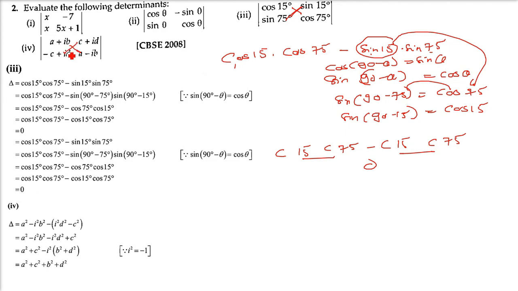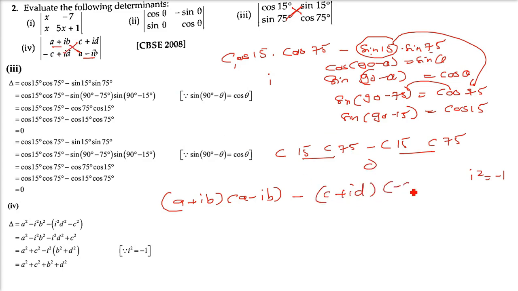And this is CBSE 2008. So in complex mathematics, we always write i square equals negative 1. Okay, so same thing we are going to do, cross multiply and subtract. So a plus ib multiplied by a minus ib, and subtract this with c plus id into minus c plus id. You can always write it as id minus c, but whatever is given we are writing it. Okay, let us take the first one here.